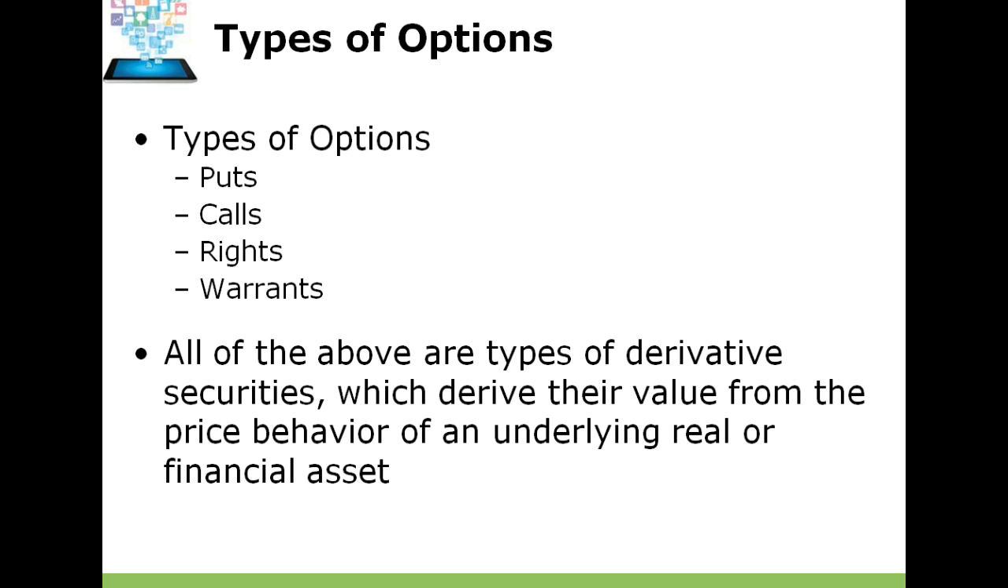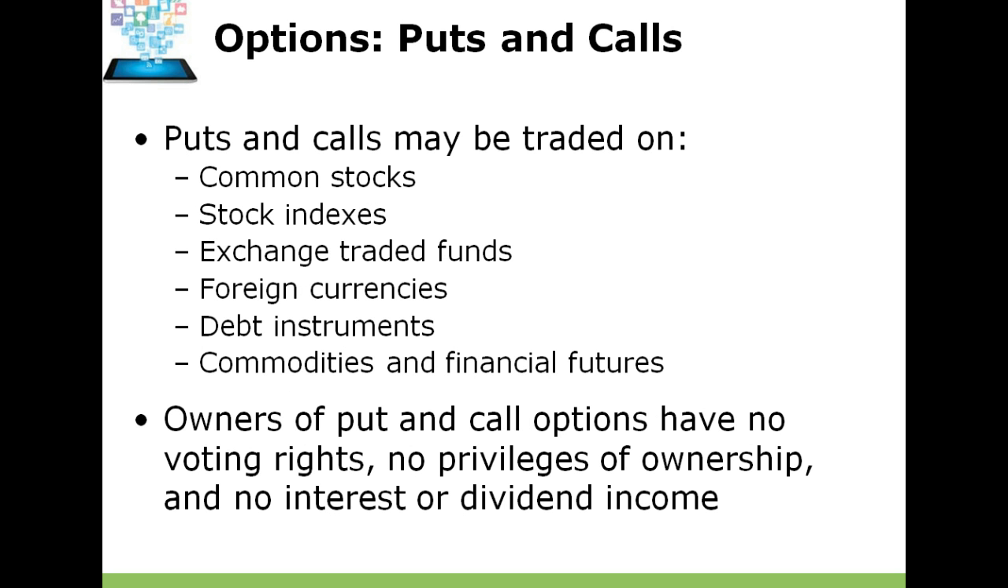All right, so types of options. We have puts and calls, rights and warrants. Those are four types. We're mostly going to be talking about puts and calls. Puts are like selling short, calls are like buying long. Now, options are called derivative securities because they themselves are not an asset. Their value is derived from another asset like gold or currency or bonds or stocks. And the value and the price behavior from the underlying asset is what creates the volatility in the option.